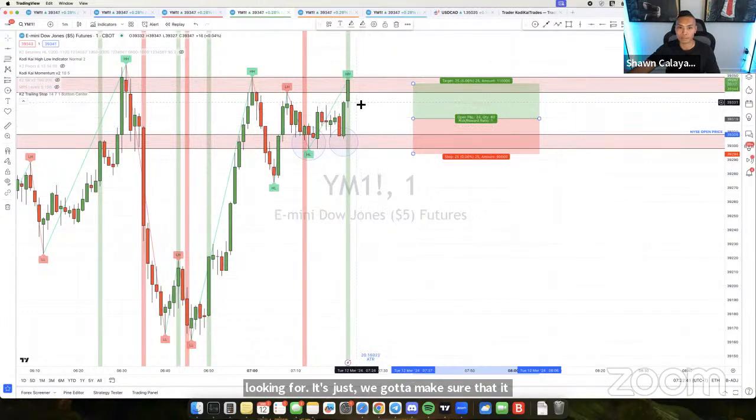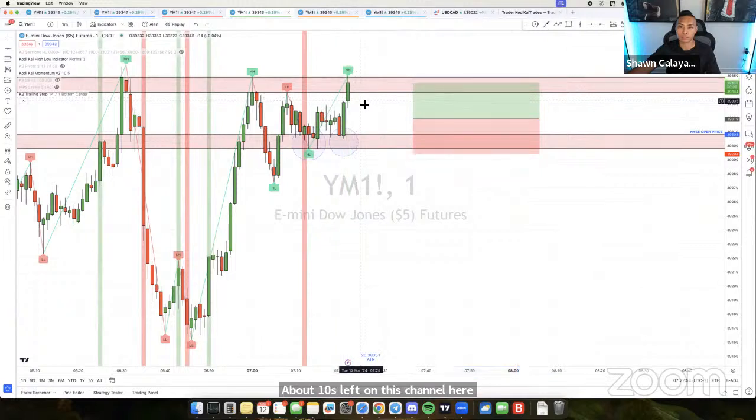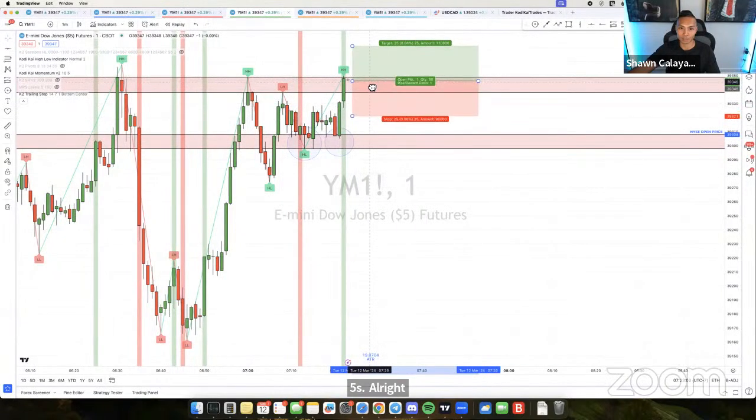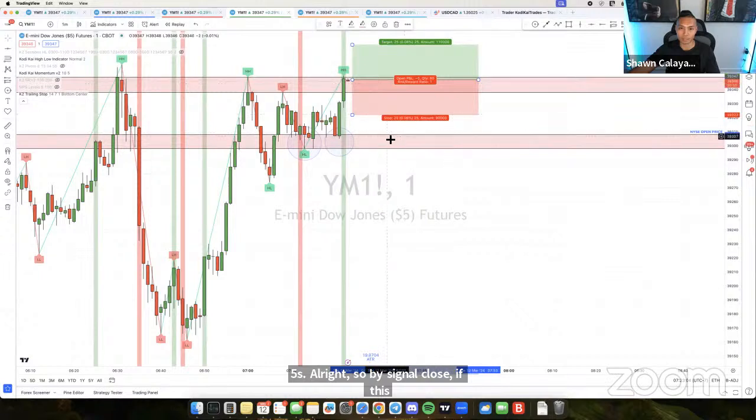We got about 18 seconds left on this here. About 10 seconds left on this candle here. 5 seconds. Oh my God, buy signal. We need that buy signal. All right, so the buy signal closed. If this candle here closes green, this is going to be the breakout V3 entry, guys.